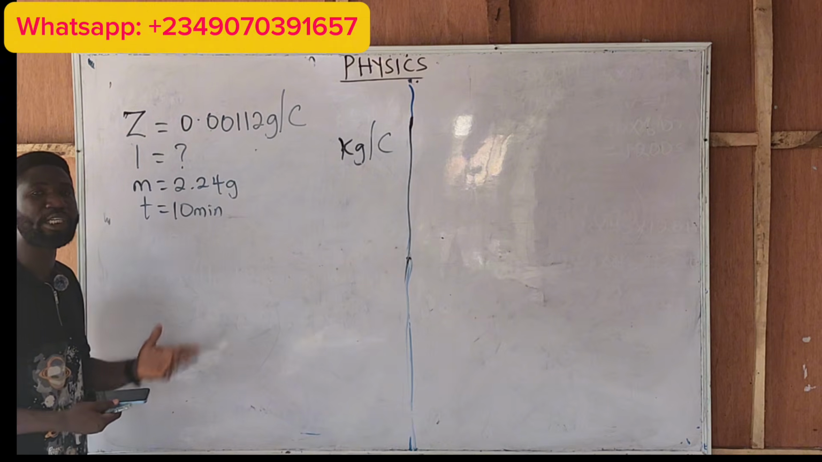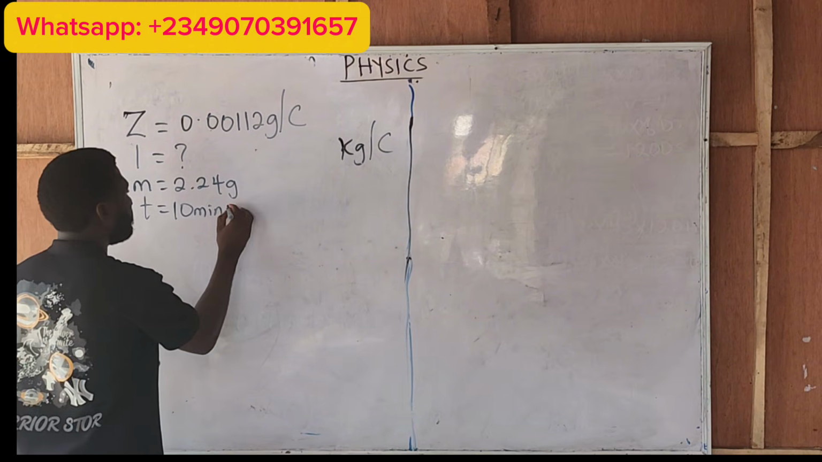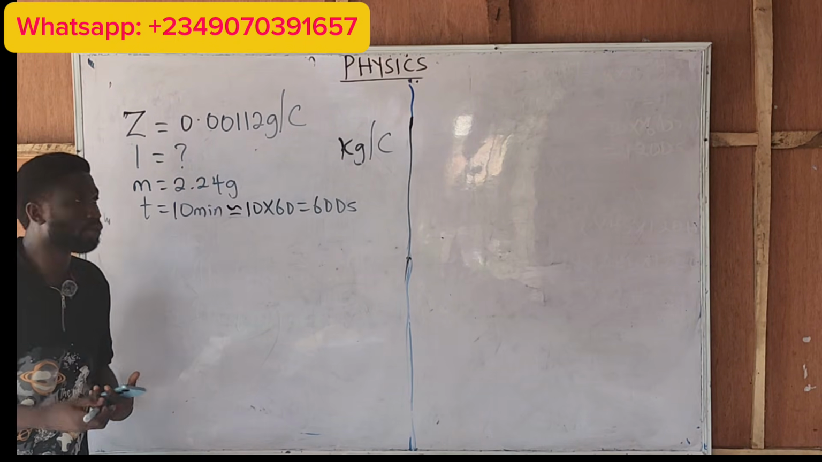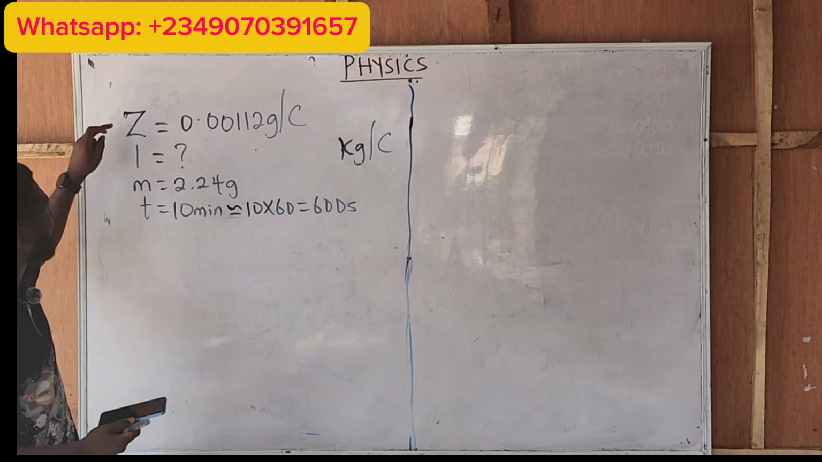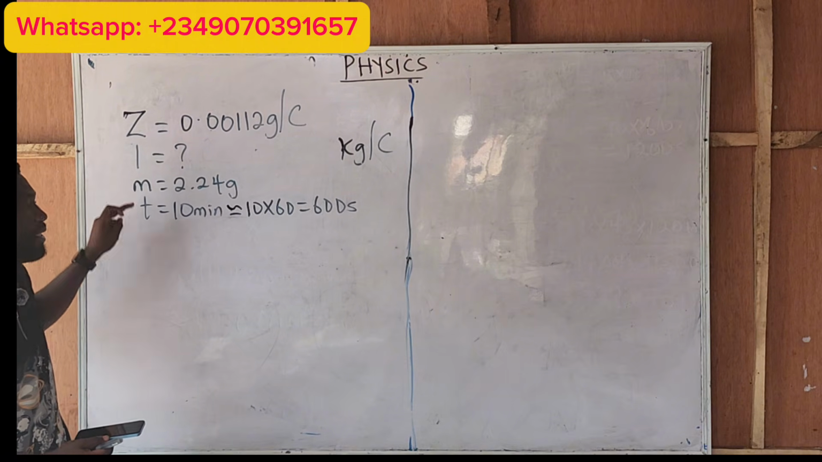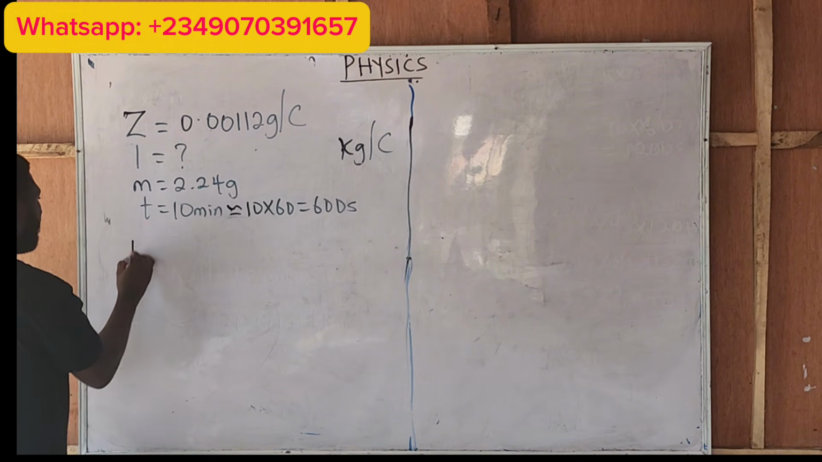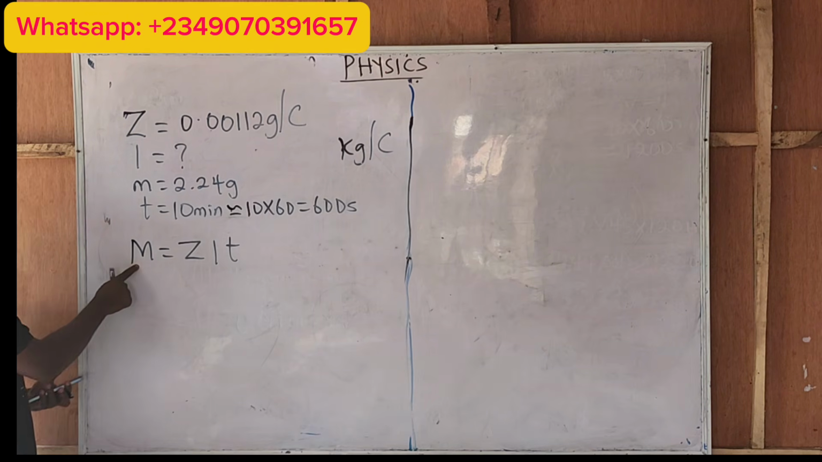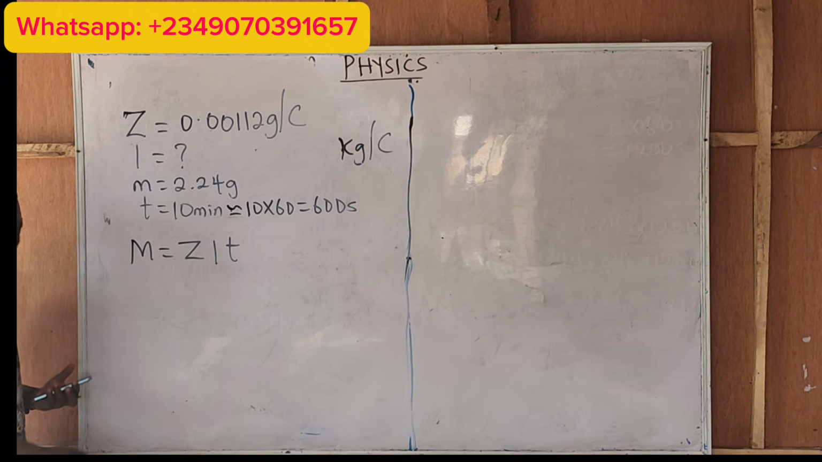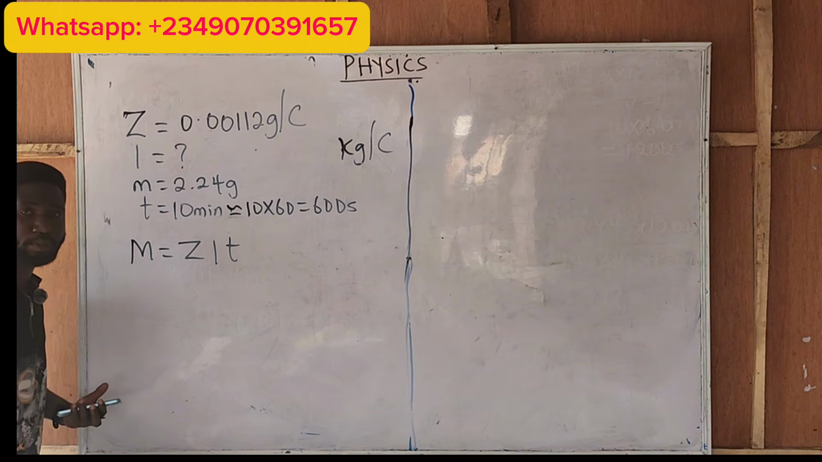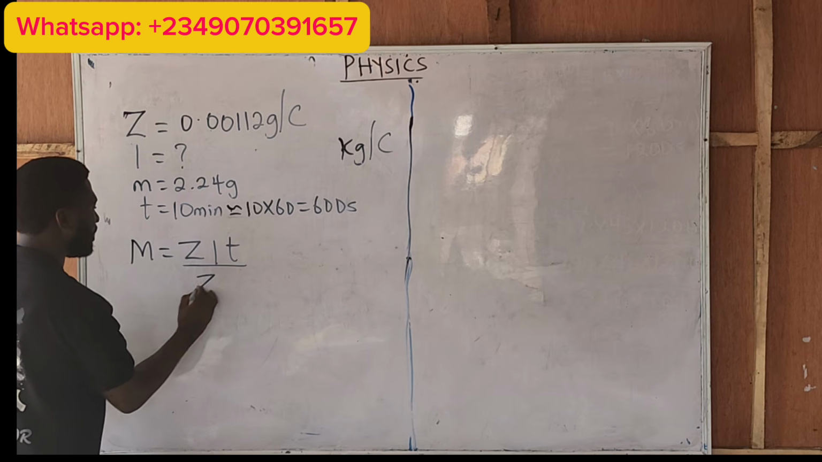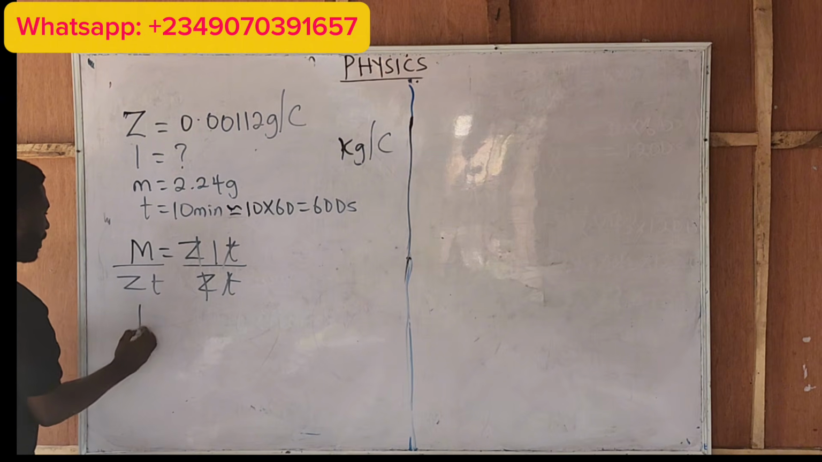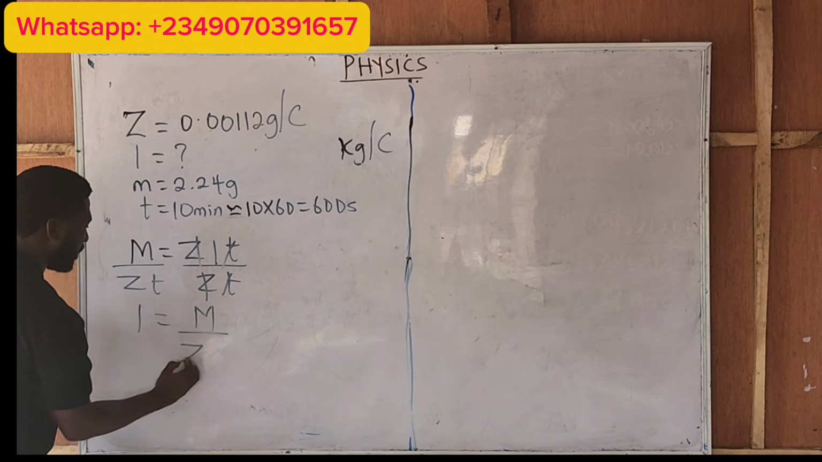And the time here needs to be changed to seconds. 10 times 60 gives us 600 seconds. So what is the formula that connects electrochemical equivalent, the current, the mass, and the time? The formula is M equals ZIT. So M, which is the mass, equals ZIT, and we're looking for I. So make I the subject of the formula. To do that, divide both sides by ZT. So this cancels this, and we have I equals M over ZT.